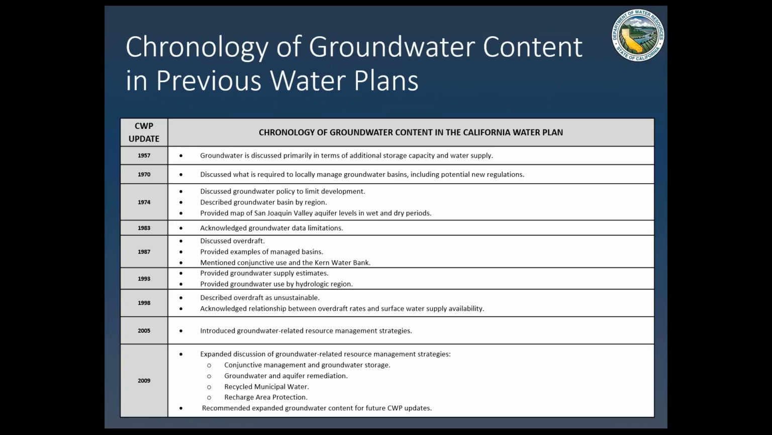This is a chronological history of groundwater content in the California Water Plan beginning in 1957. With each update, as groundwater use increased in California, so has the extent of groundwater information presented. I don't want to go over the entire list because it was talked about in the earlier presentations, but I do want to highlight several key items that I feel put California Water Plan on the path that led to the release of this enhanced report.